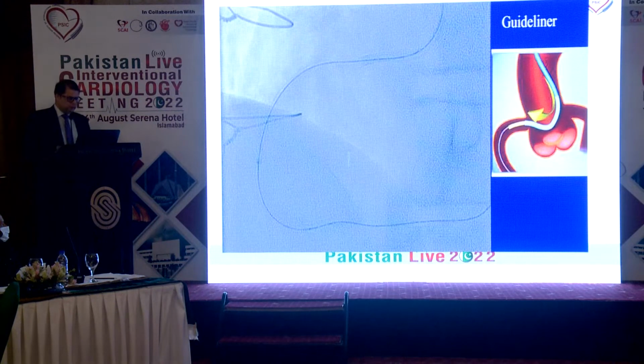This is an example of a Guideliner extending almost from the distal to the mid RCA. So this adds to the support. You can see that even with an implants guide cath, sometimes so much support is required that your Guideliner is down into the mid RCA.